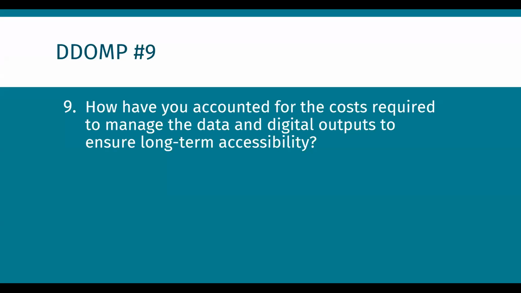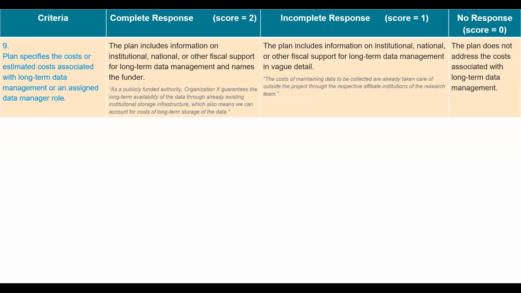Finally, for DDOMP number 9: how have you accounted for the costs required to manage the data and digital outputs to ensure long-term accessibility? The plan specifies the costs, or estimated costs, associated with long-term data management and/or assigns the data manager role. We know that it may be impossible to predict exactly how much something will cost, but just showing an indication that you know there will be some fiscal support for long-term data management and naming the funder gets you a complete response on this criteria in the scorecard.